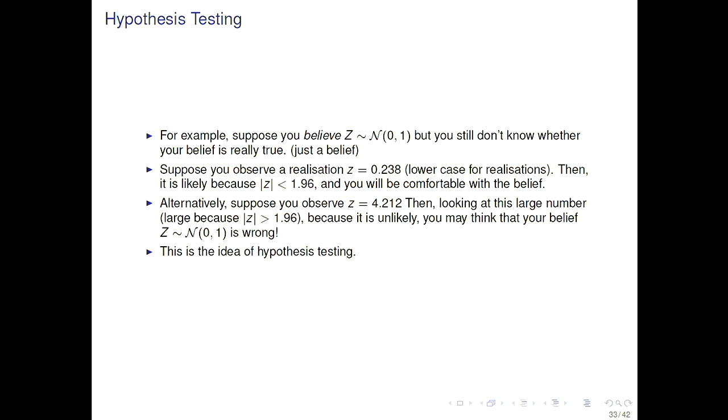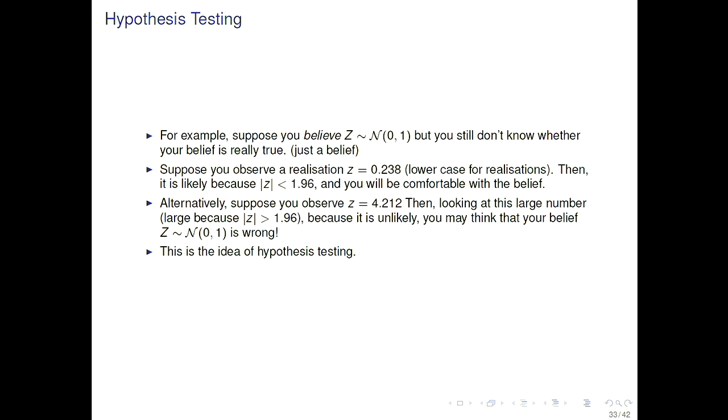So mathematically, we can say that the probability that the random variable z is less than 1.96 in absolute value is 95%. And the probability that z is greater than 1.96 in absolute value is 5%. Okay, so we have these expressions in our slides, in our lecture notes. So you don't really have to write this down again.